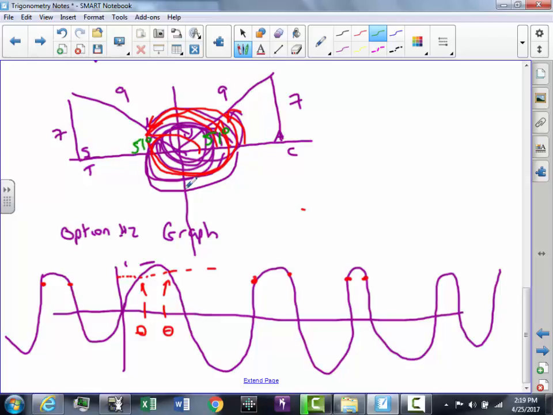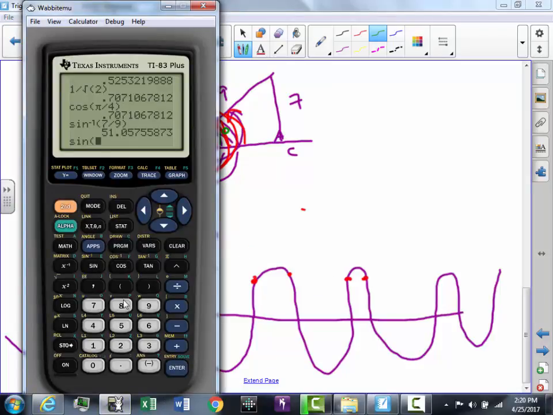Well, that's 51 degrees. So how far is it from here to there? 180 minus 51, which would be 129 degrees. Now let's check that. If I were to type in the sine of 51, let's say, yeah, that's basically 7 over 9, minus a little bit of a rounding error. But is that the only angle that would work? Why don't we try the sine of, what was it, 129 degrees? That one works as well.